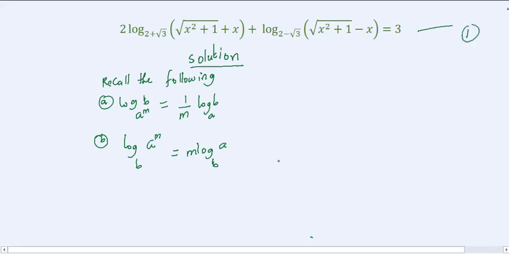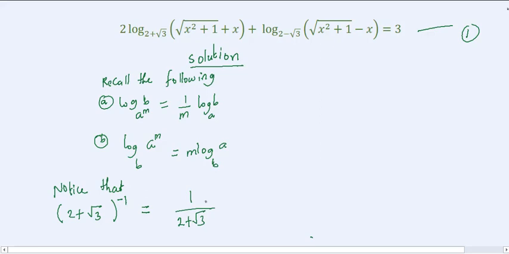So now, before I start, notice that when you have 2 plus root 3 raised to the power of minus 1, suppose we want to compute this, I have 2 plus root 3 raised to the power of minus 1. That will be 1 over 2 plus root 3.